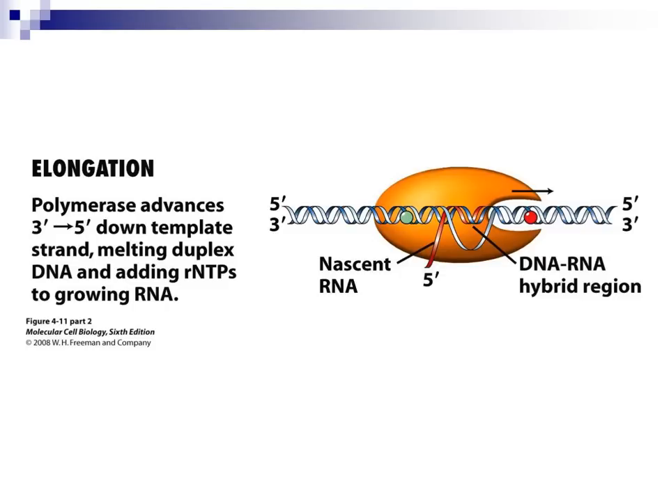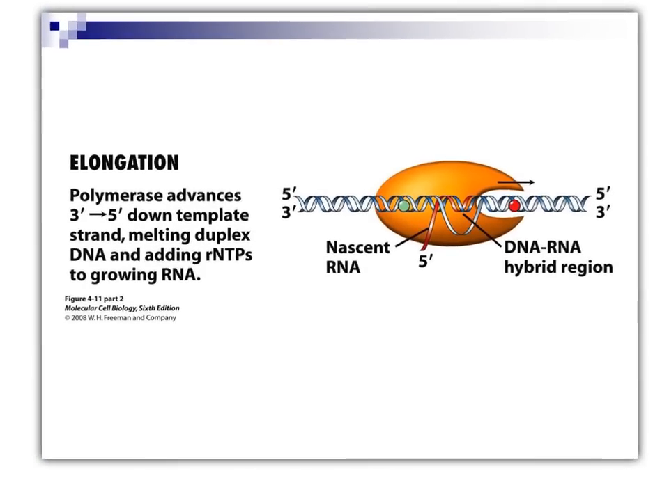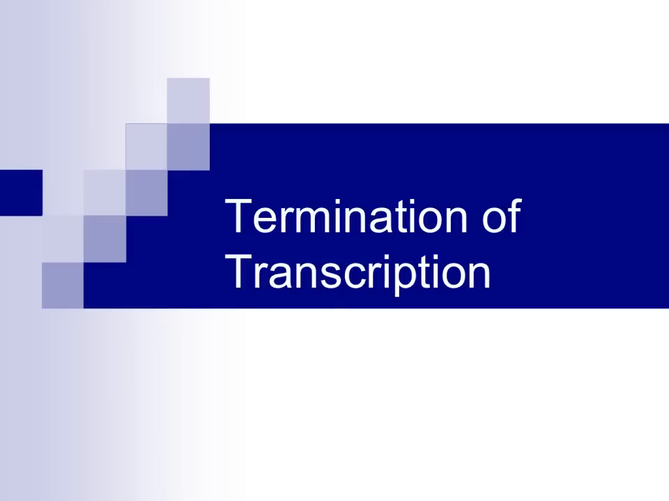Okay, this just shows a summary of elongation. Relatively straightforward. Here, as you're building a new strand, you just have to remember a couple things. First of all, you're building it in the 5' to 3' direction. So the new strand is always being created 5' to 3'. And the enzyme that carries that out is RNA polymerase II in eukaryotes. Okay, what about termination? Termination of transcription.